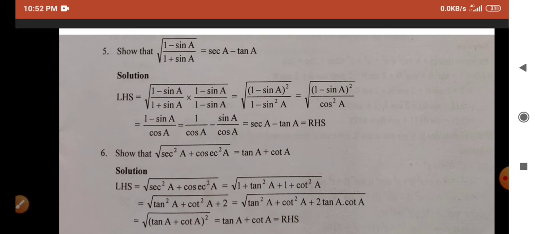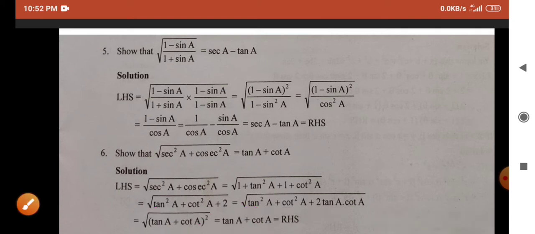Again it is in the form of a square plus b square plus 2ab, which can be written as a plus b whole square, right? Now the square root gets cancelled here. What we get? Tan a plus cot a. Therefore that is nothing but your RHS. Got it?